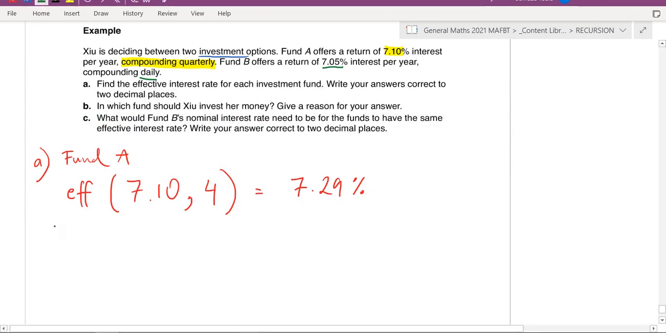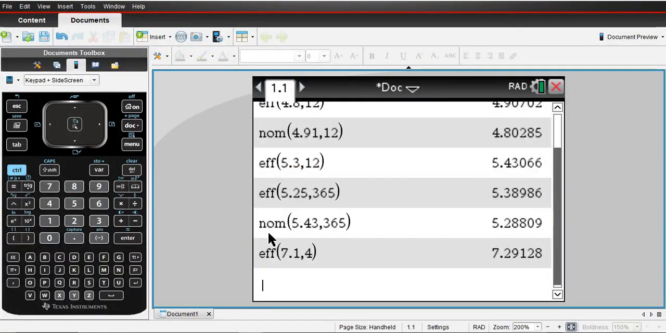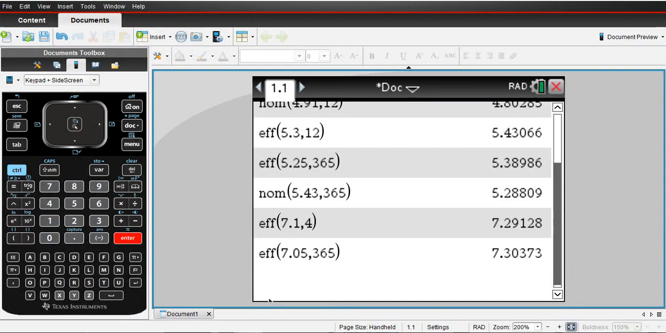And then for Fund B, again we're trying to find the effective rate. So for Fund B, the nominal rate is 7.05, and then it's compounding daily, so comma 365. So effective, 7.05, comma 365, is 7.30.